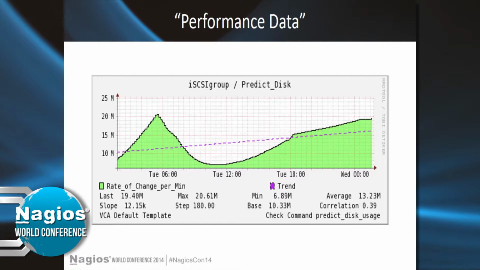So the other thing I did, by the way, this is my default template for everything. Every one of my charts looks like this. You're used to last, max, min, and average, but I also have the slope on everything. I have the step I'm looking at, and the base. This is nothing special for me. This is what a template looks like. This is just raw performance data.